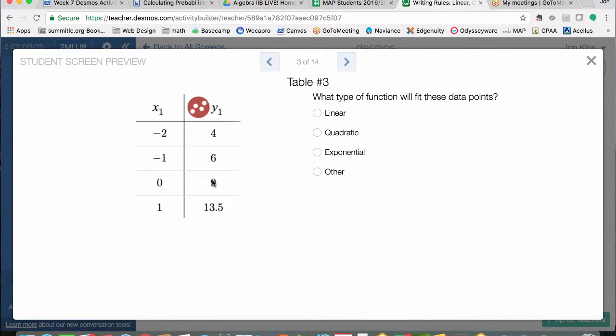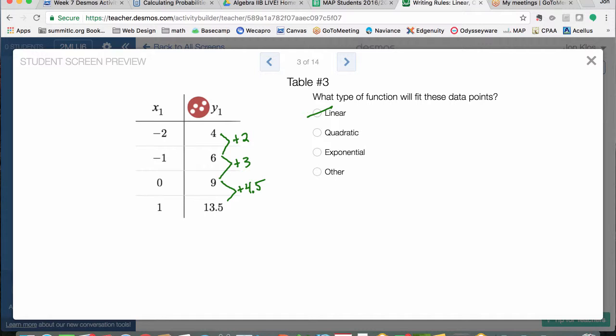Table 3. What kind of function will fit this data? Well, let's see what we got here. From 4 to 6, that's adding 2. From 6 to 9, that's adding 3. And from 9 to 13.5, that's adding 4.5. Already, it's not a constant pattern of adding, so it's not linear.